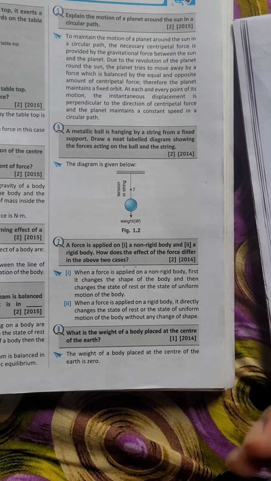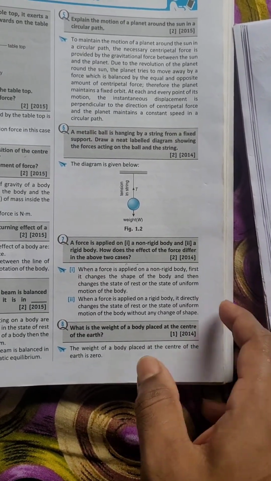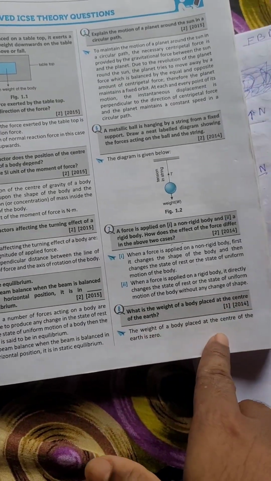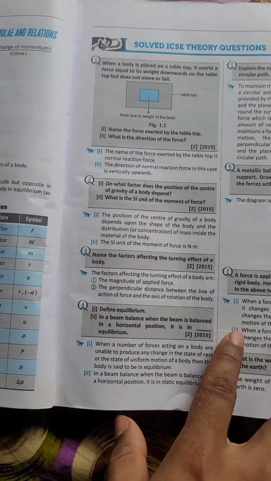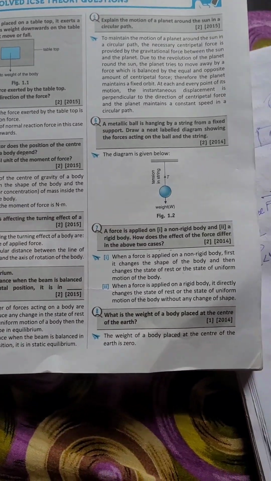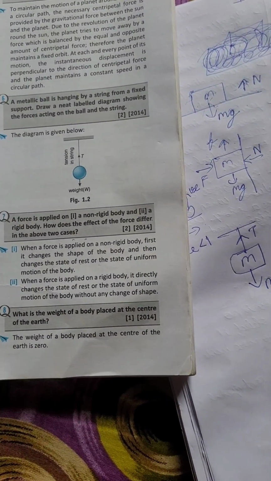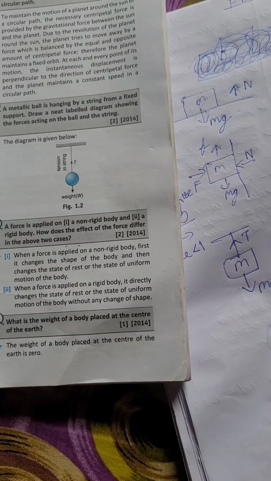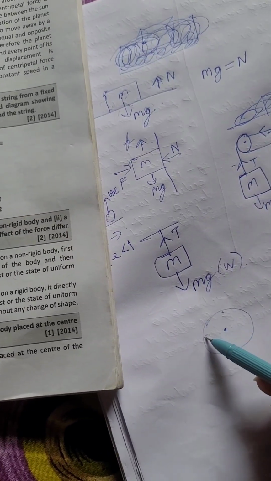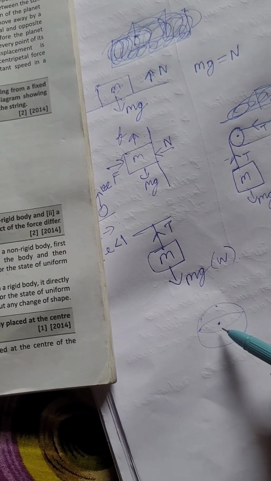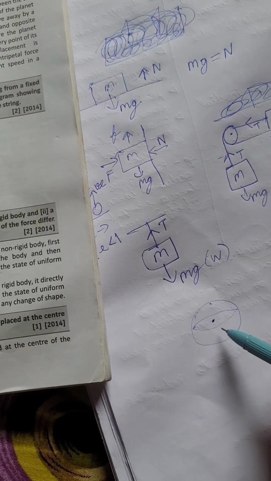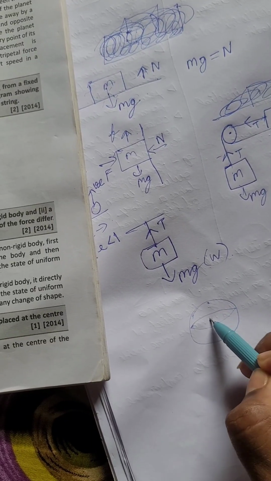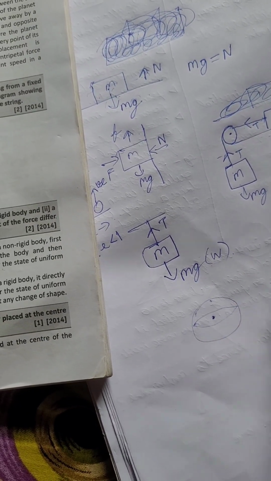What is the weight of a body placed at the center of Earth? It will be 0. Yes, it's 0. At the center of Earth, since it's a sphere, the center of mass is present at the center, so it will obviously be 0.